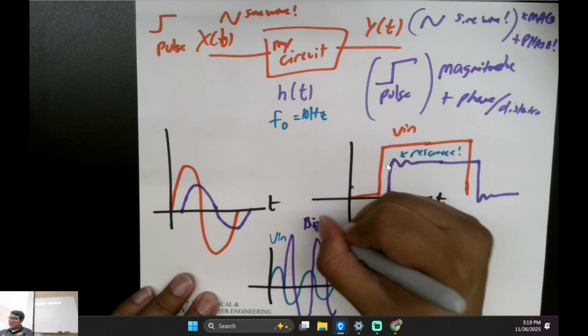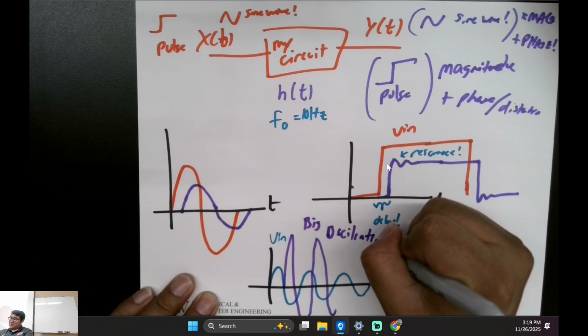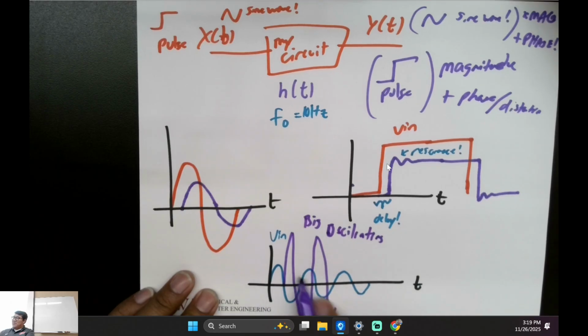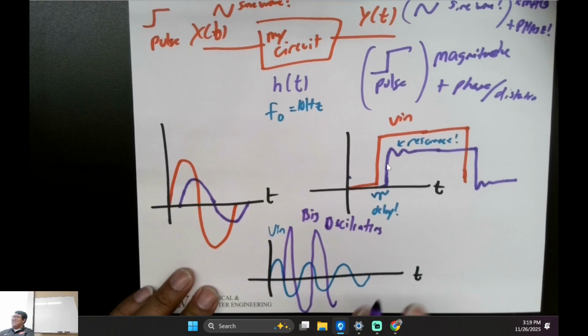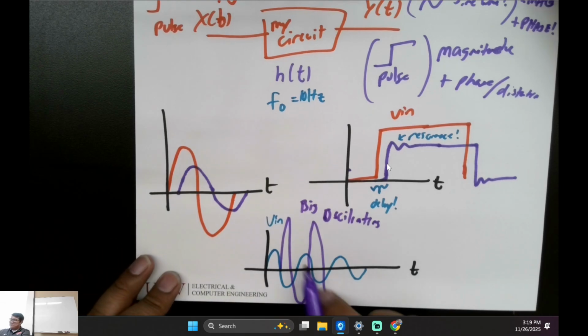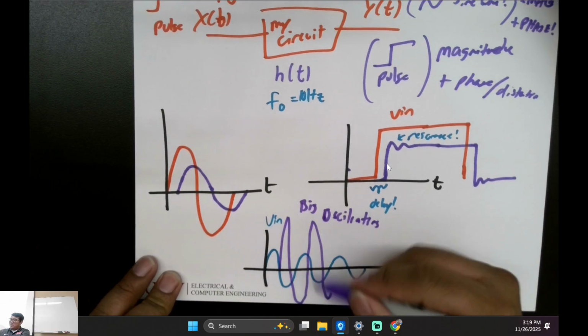You're going to get some type of oscillations in there. Okay, it's just going to be a big amplification signal. So if you give it the frequency that it's ringing back at you, like antenna theory, then it's going to respond with that signal.